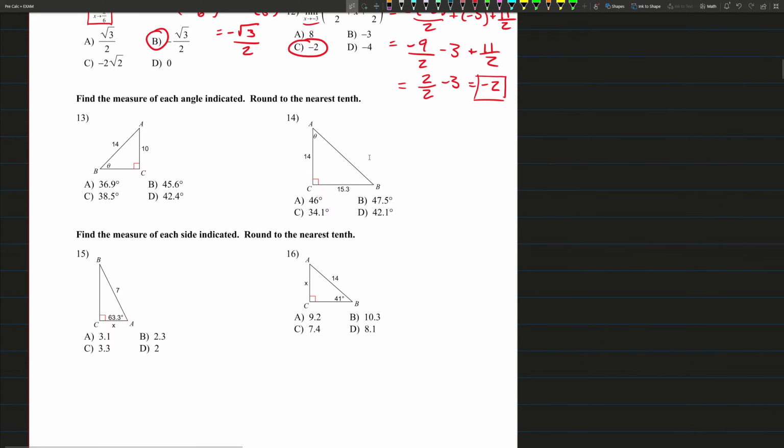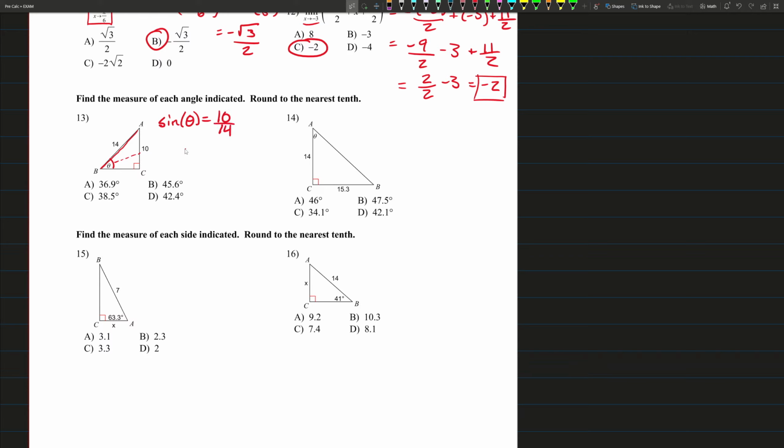Numbers 13 and 14 have to do with inverse trig. On number 13, this is our angle. We are given the opposite side and the hypotenuse, so we can set up the trig function for sine. Sine of theta is going to be equal to 10 over 14.